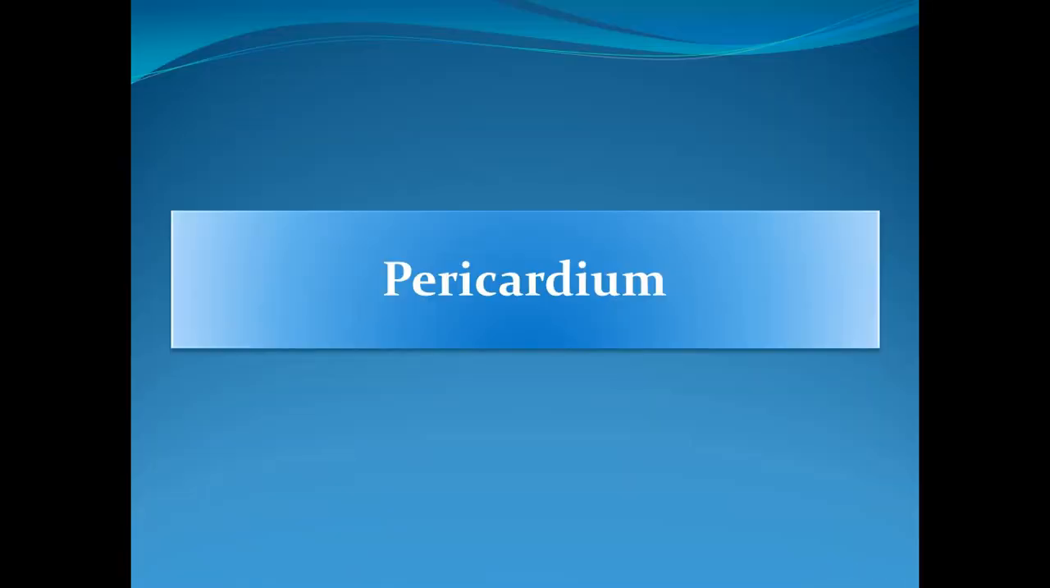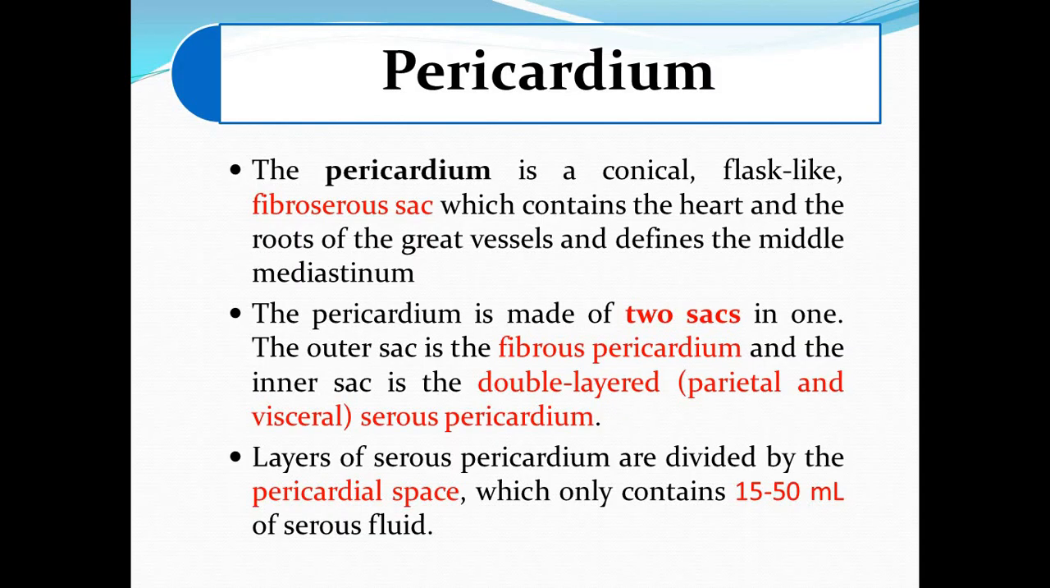Our second part is the pericardium. The pericardium is a conical, flask-like fibroserous sac which contains the heart inside it and the roots of the great blood vessels, and it defines the middle mediastinum from the anterior and posterior mediastinum. In real, it has two sacs, not just one. It is the fibrous pericardium and the serous pericardium.